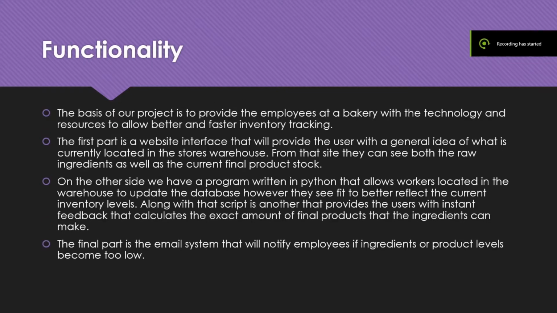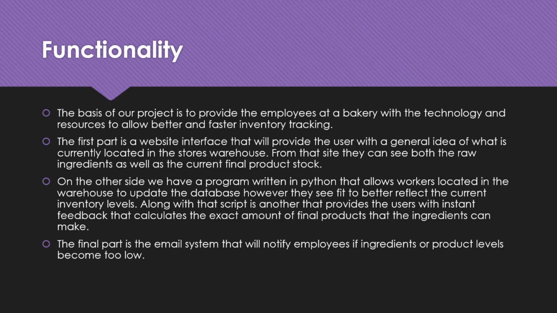For the functionality of the project, the base importance of it was to set up a way for employees at a bakery to track the raw ingredients and final products in the warehouse. The first part of our project that we worked on was setting up an interface to, in general, see the inventory levels of raw ingredients and final products. This was done using an HTML website that would have database connectivity. The second side of the project is meant for the warehouse workers.